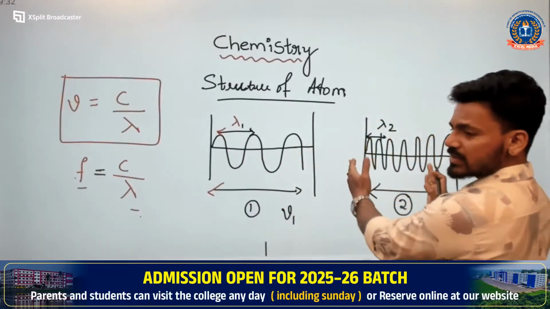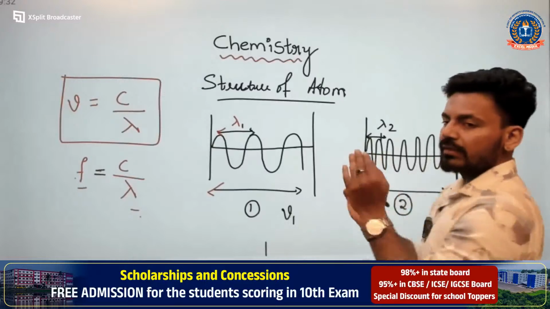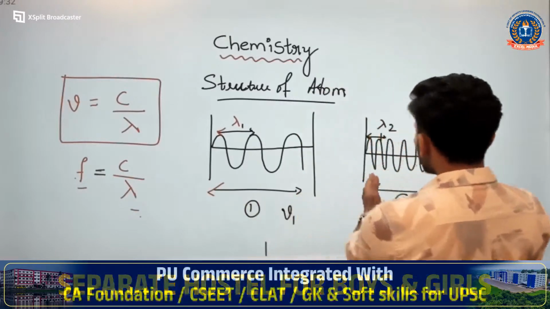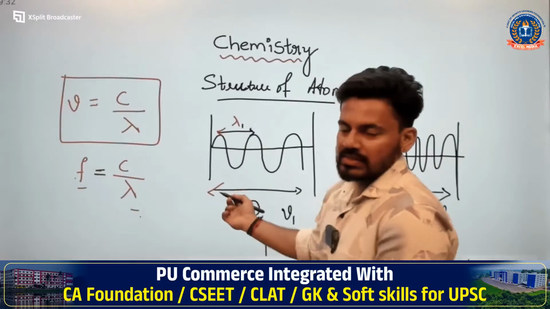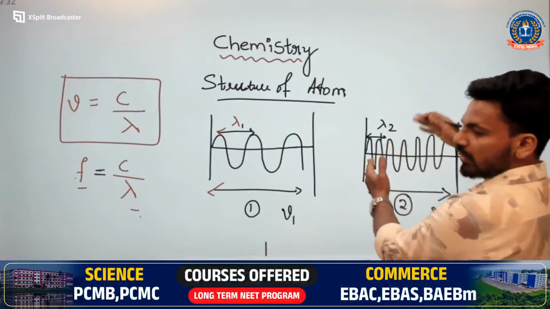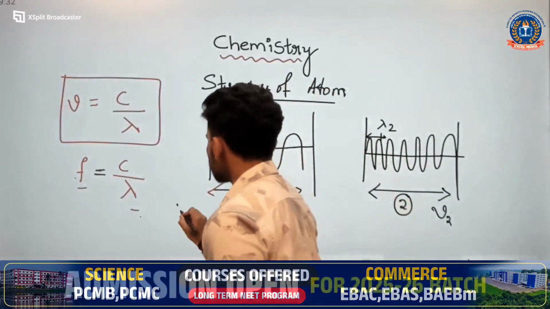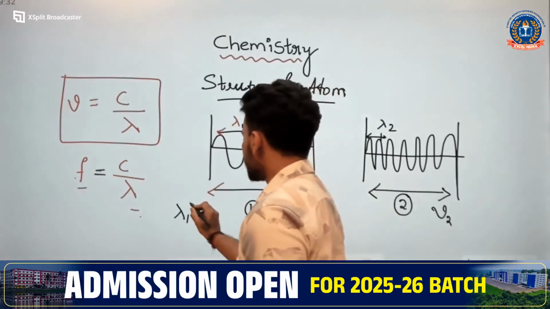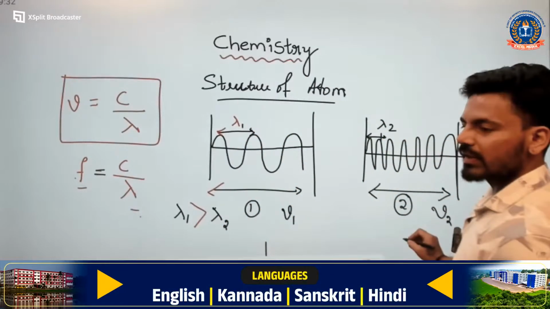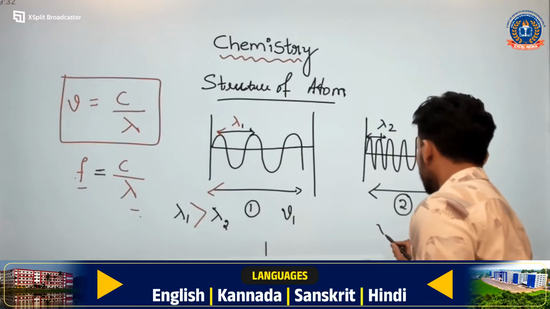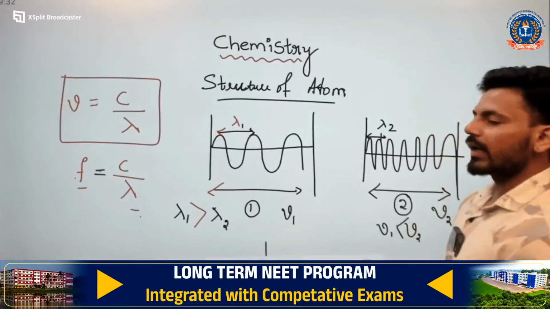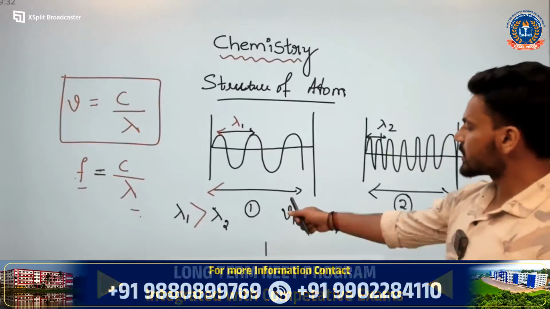Here in the second case, the number of waves is more, so the distance between two waves is less. The number of waves is nothing but the frequency. So the frequency here is less, and here the frequency, the number of oscillations, is more. So what is the relation? Lambda 1 is more here, and this is lambda 2. What about frequency in the second case? Frequency nu 1 and frequency nu 2: nu 2 is greater than nu 1. Is it clear? Frequency is more. Do you understand case 1 and case 2, students?